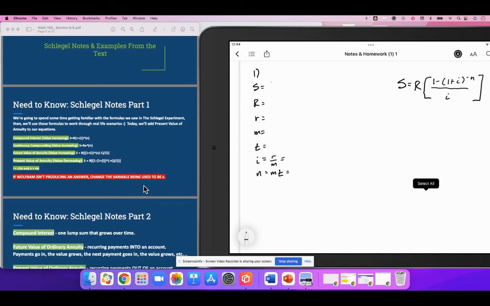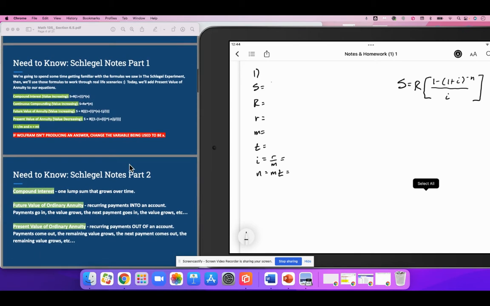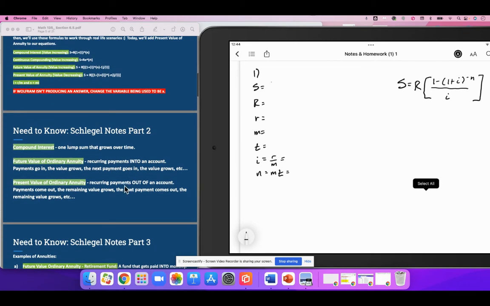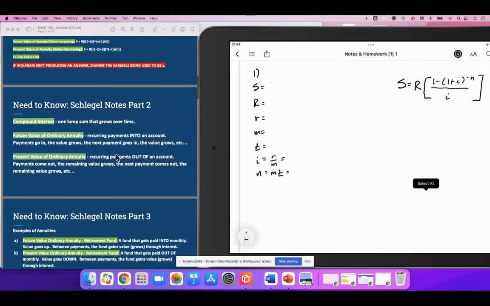The need to know notes part 1 just has our formulas there. We're not adding any new formulas. The need to know notes part 2, I will just hit on this idea that I also hit on in the Schlegel experiment buying a house, that present value of ordinary annuity is a lump sum of money that payments are coming out of, and the fund. Present value of ordinary annuity, I'm sorry, I was looking at future value. Present value is a fund where money is coming out.